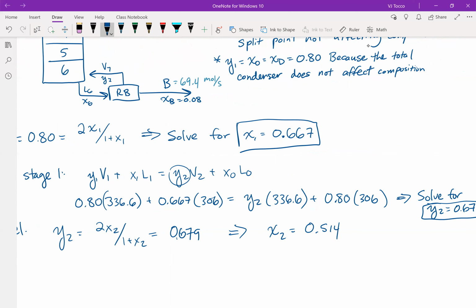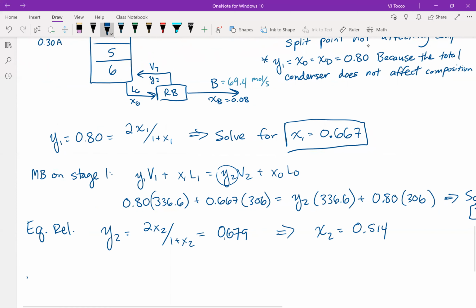All right, now I have a material balance I can write. MB on stage 2. And you quickly see how once you've got the pattern established, it's really not that difficult. However, it is very tedious. So I've got an equilibrium relationship, material balance, equilibrium relationship, material balance, all the way down the column. So I'll just do this one for you, and then I'll allow you to use your imagination to solve the rest.